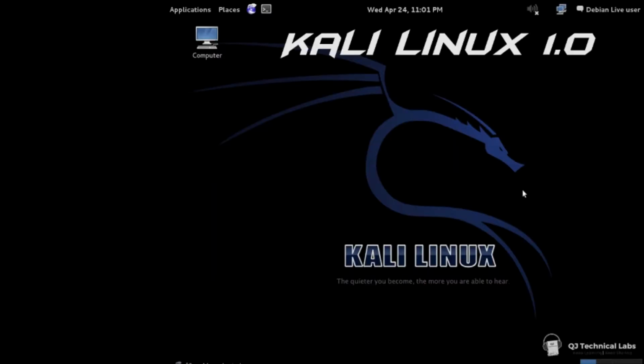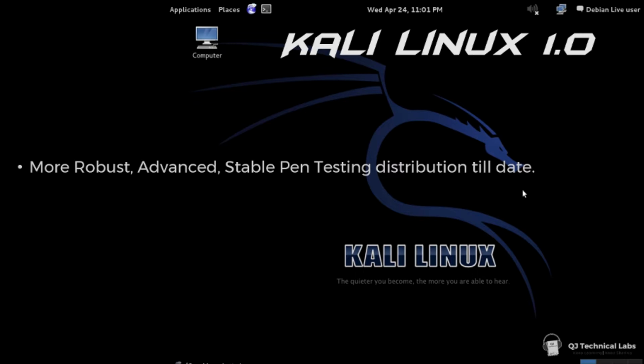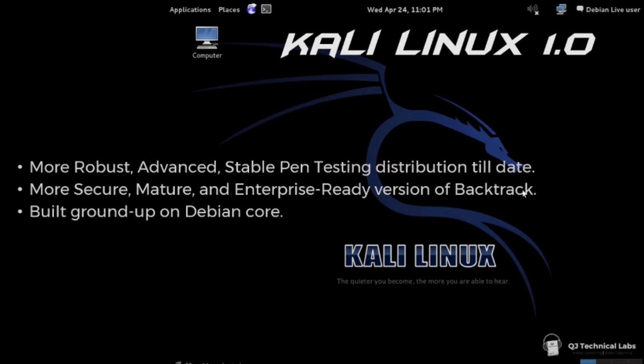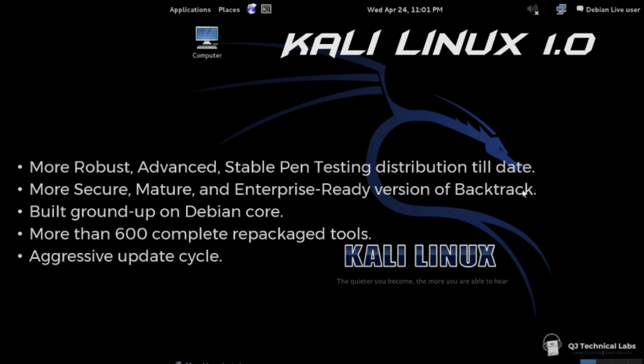Let's discuss something about Kali Linux. Kali Linux was claimed to be the most robust, advanced and stable penetration testing distribution to date. It was a more secure, mature and enterprise-ready version of BackTrack. It was built on a Debian core instead of an Ubuntu-based distribution such as BackTrack, due to which it had attained more stability. It had more than 600 completely repackaged tools along with an aggressive update cycle which gave the users the comfort that the tools were completely upgraded and up to date.